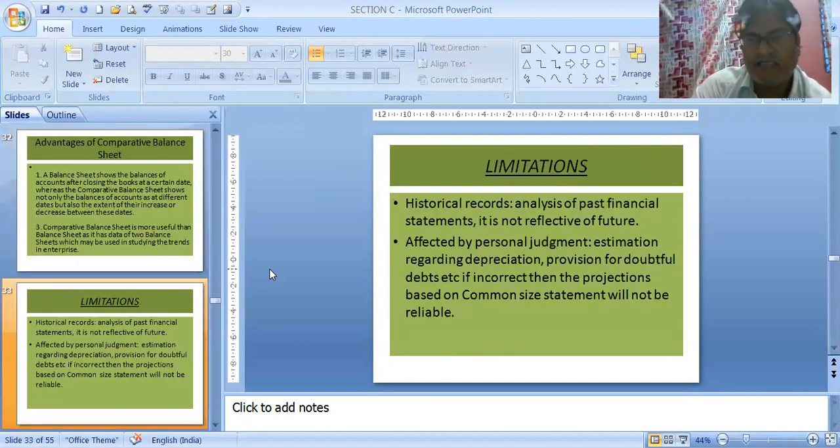It has some limitations because we take historical records, the analysis of past financial statements, and it is not reflective of the future. What has already happened, that only we are finding out. What is going to happen, we cannot. It is affected by personal judgment, such as estimation regarding depreciation, provision for doubtful debts, etc. If incorrect, then the projections based on the comparative statement will also not be reliable. So these are all personal judgments, and if they are incorrect, the entire analysis becomes unreliable.